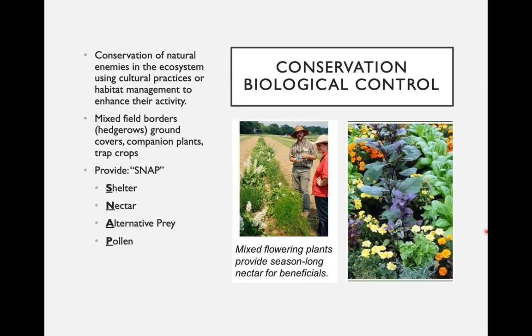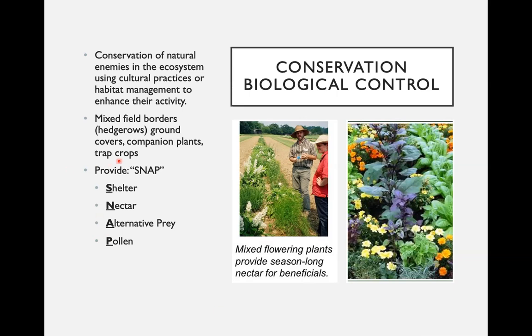And it's kind of a cute way to remember what conservation biological control is doing, in that it's providing SNAP, which stands for shelter, nectar, alternative prey, and pollen. Because many of these natural enemies not only rely on whatever the pest is that you're trying to control, but they have alternate prey that you also need to create habitat for. They themselves need habitat and shelter, and then they also do feed on things like nectar and pollen as resources. Okay, so that's conservation biological control.